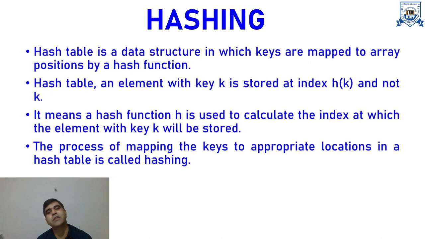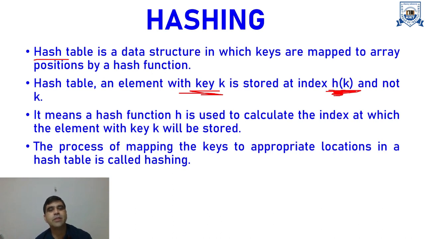Hashing: first is the hash table which we have used. A hash table is a data structure in which the keys, which are the data we want to store, are mapped to array positions, meaning actual addresses in the array, by a hash function. An element with a key k is stored at some index of the array, and that index is given by h(k), where h is a function. We call it a hash function.